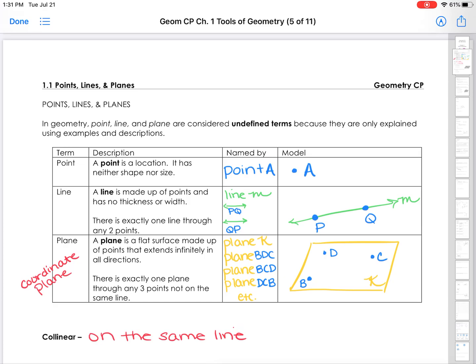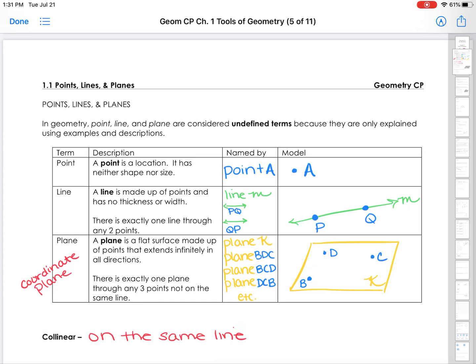For a line, it's made up of points and has no thickness or width. There is exactly one line through any 2 points. So if you see that green line over to the right, it has points P and Q on it, and we've labeled it with the cursive lowercase letter M. So we can call it line M, line PQ, or line QP.